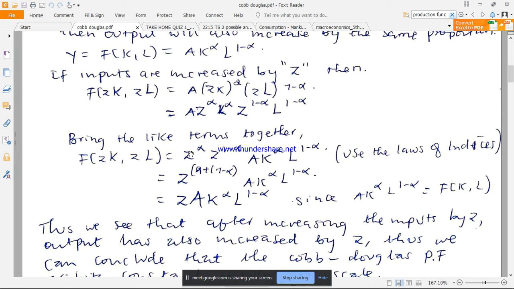But to avoid complication, I've done this step by step. Okay, so after doing that, I will just use the laws of indices. The bases are the same. Z and Z, they are sharing the same base. So I will say Z then raised to alpha plus 1 less alpha.